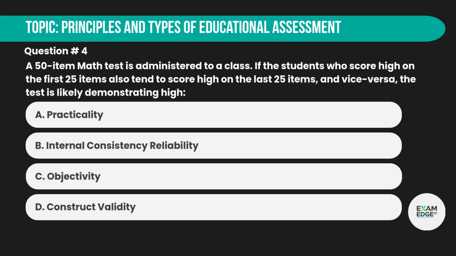If the students who score high on the first 25 items also tend to score high on the last 25 items, and vice versa, the test is likely demonstrating high A. Practicality. B. Internal consistency reliability. C. Objectivity. D. Construct validity.